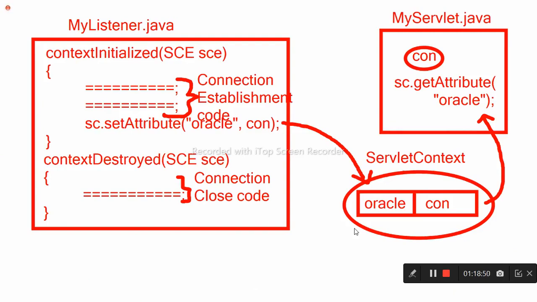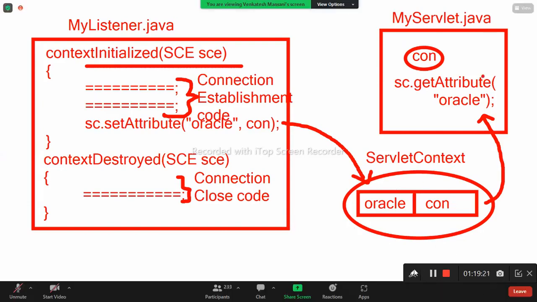When this Servlet context is created, whenever a web application is deployed, after creating the context an event is generated. That event is received by this method, then this method body is executed, the connection is established, and that connection reference is placed in the context. And you can send the request to my Servlet. You can get the connection.